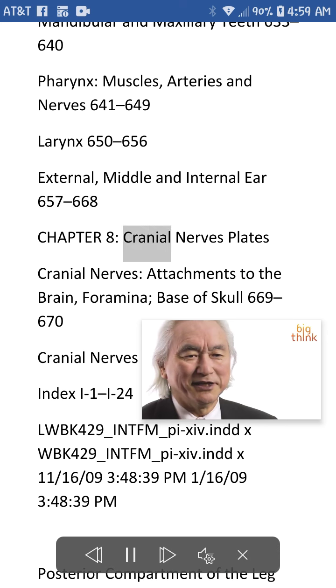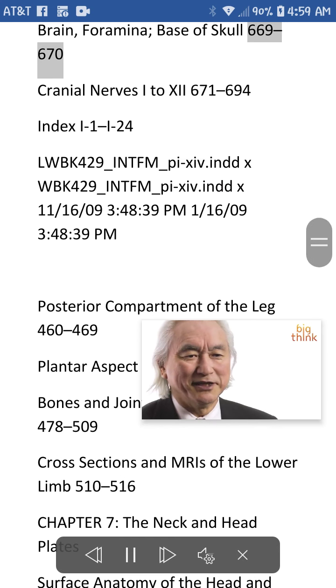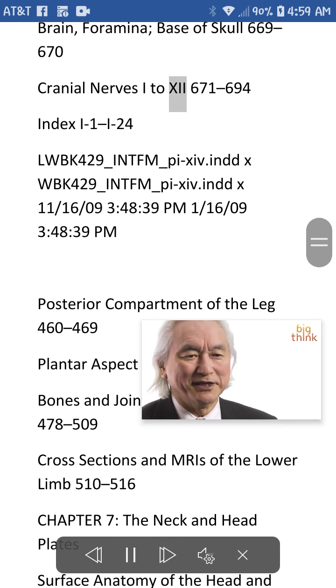Chapter 8, cranial nerves plates. Cranial nerves, attachments to the brain, foramina, base of skull, 669 to 670. Cranial nerves 1 to 12, 671 to 694. Index.